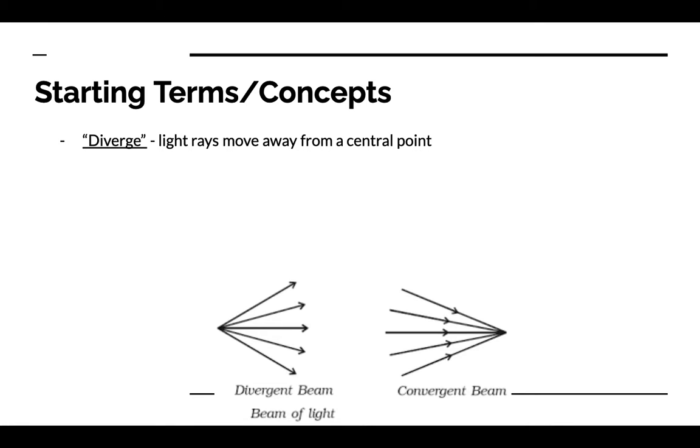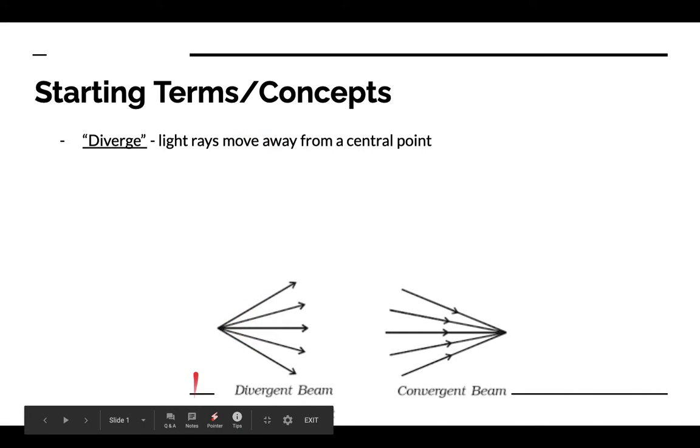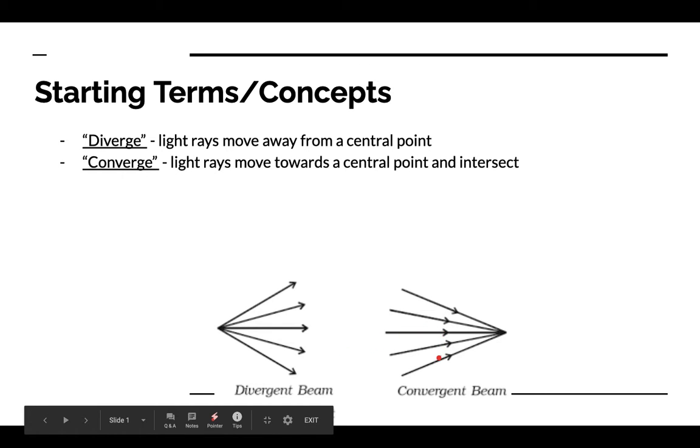So some starting terms: light rays diverge. If a series of light rays are diverging, that means they're moving away from a central point and getting farther away from each other. Converge, on the other hand, means that light rays are going to move towards a central point and intersect.